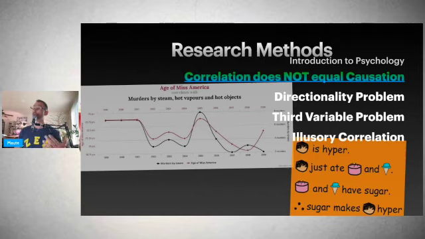The older they are, the more murders. The younger they are, the less. Maybe we could get rid of murders by steam, hot vapors, and hot objects if we award infants the title of Miss America. They would be 0 years old. And therefore, correlation being what it is, no, correlation does not mean causation. I hope you had fun with me on that one. It's silly. This is silly stuff. But this is what feeds into folk psychology. I got to teach it.